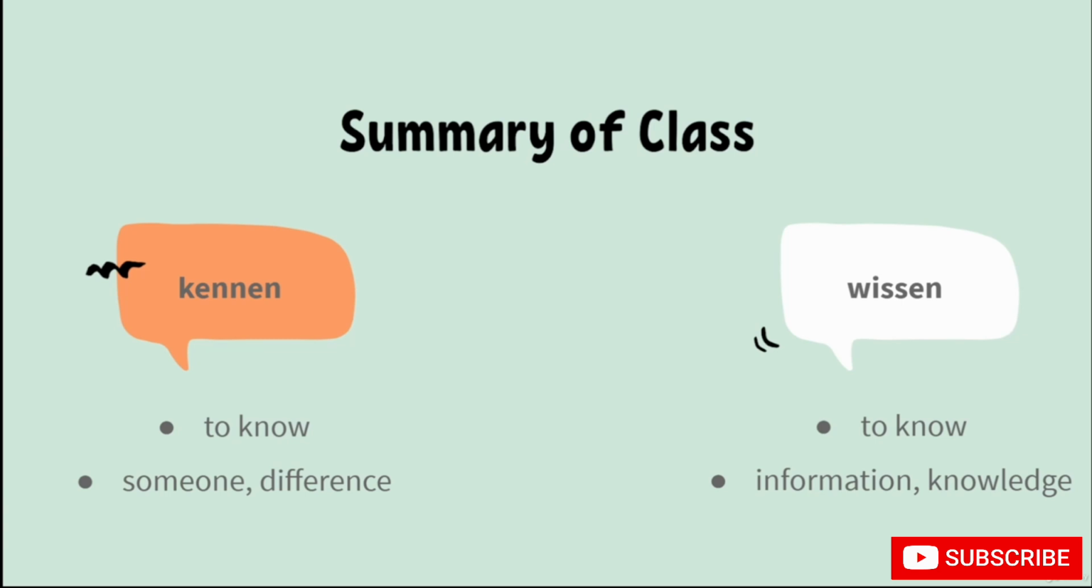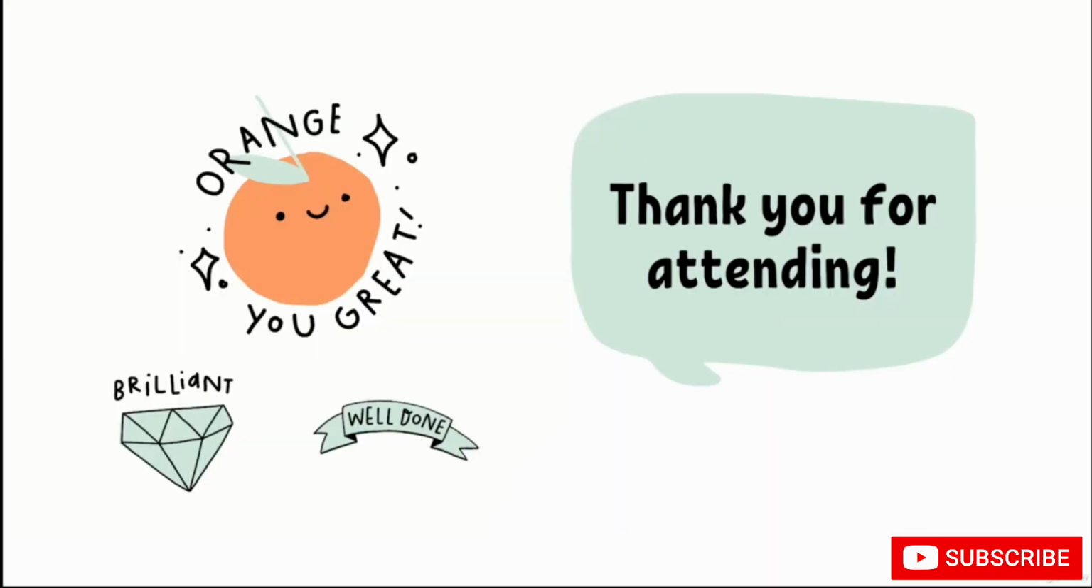To sum up, kennen and wissen mean to know in German. But when we know someone, or when we know a play, a film, or when we know the difference between some things, then kennen is used in German. But when we know information, knowledge, or scientific knowledge, or real things, for example, loving someone, or don't know what to do, then wissen must be used in German.